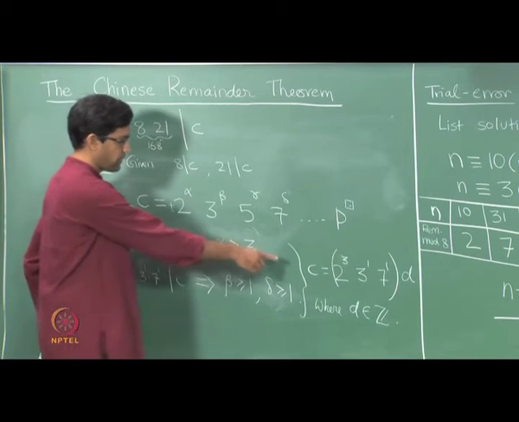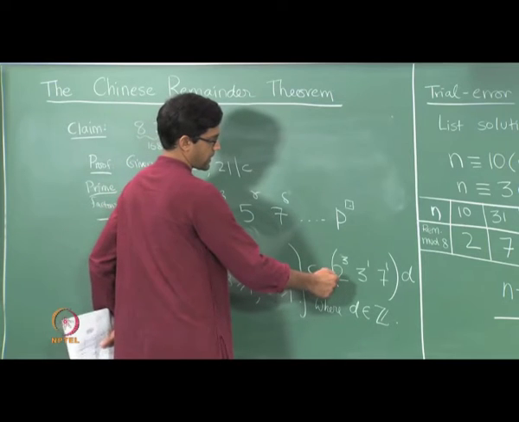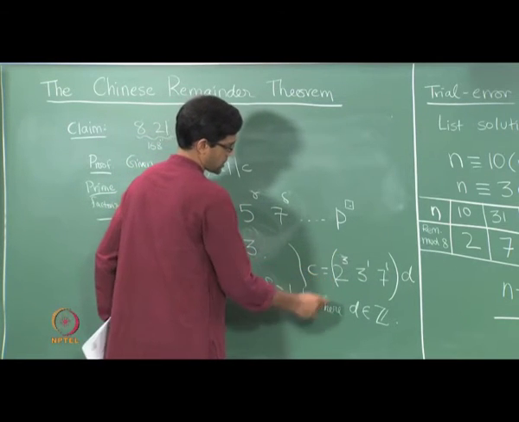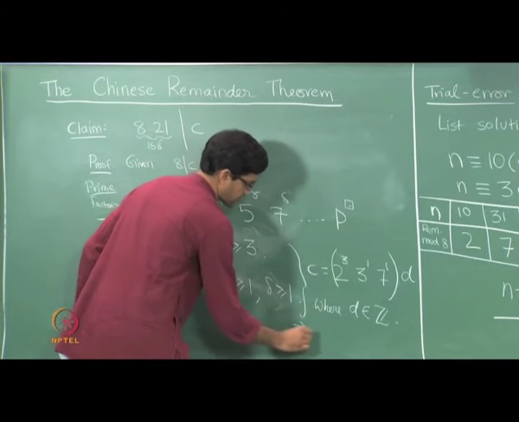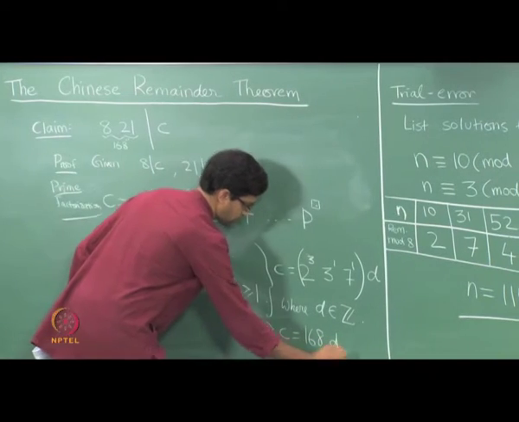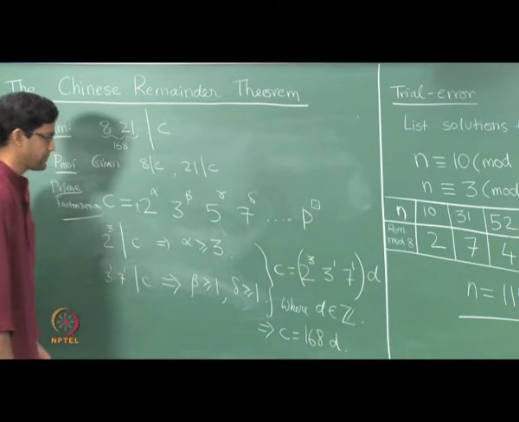So by the way, we have finally proved what we want. C therefore is written as 8 into 3 into 7. That's exactly 8 into 21 or 168. So we have finally written C as a multiple of 168, which is what we wanted to prove. So our claim is proved.